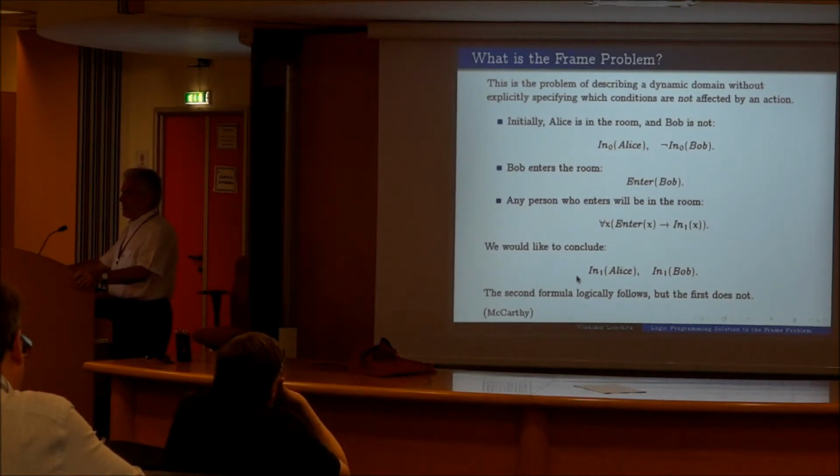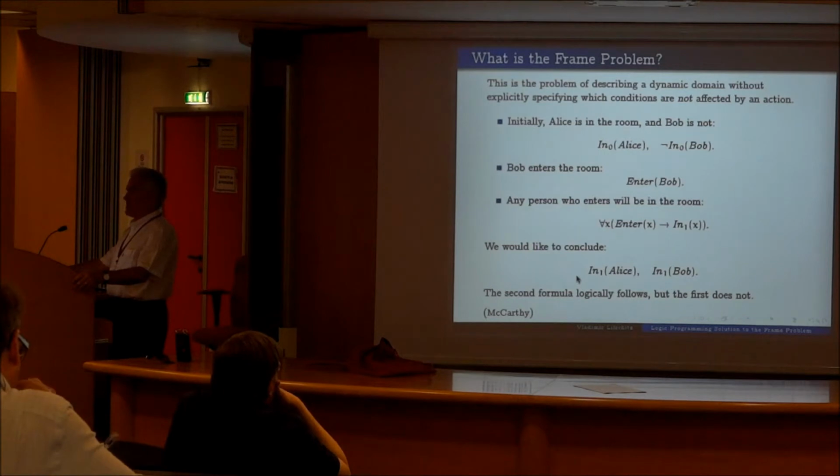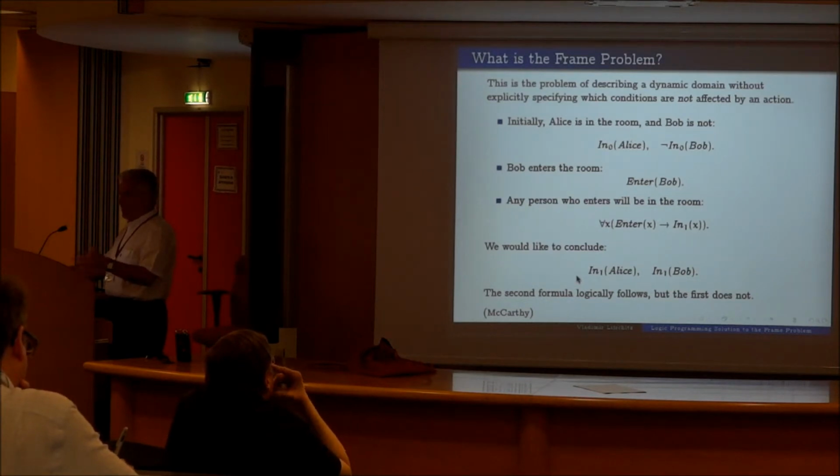The first formula asserting that Alice is in the room at time 1 does not follow because we don't have any assumptions here relating the values of the predicates in 0 and in 1 for the same argument. And that's an instance of the frame problem. We want this fact, that the location of Alice is not affected by Bob entering the room, to somehow be incorporated in our description of the domain.